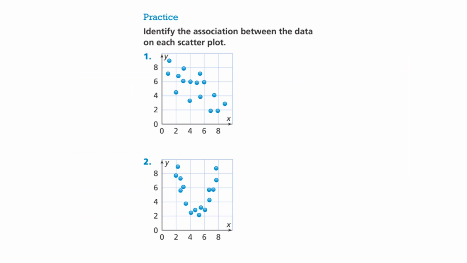For number 1, we can draw a line going in a downward trend. We would say that this graph has a negative association. We would say that it is weak because the points are not close to the line itself. And we would say it is linear because we can draw a straight line through the points.